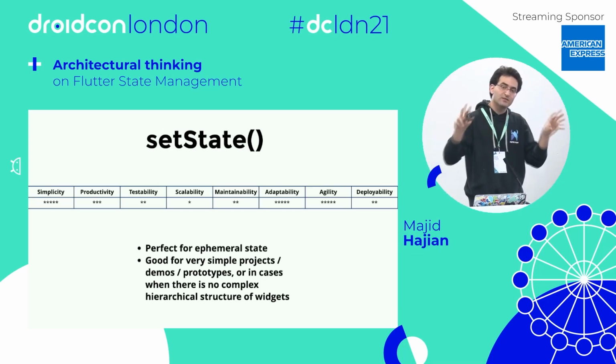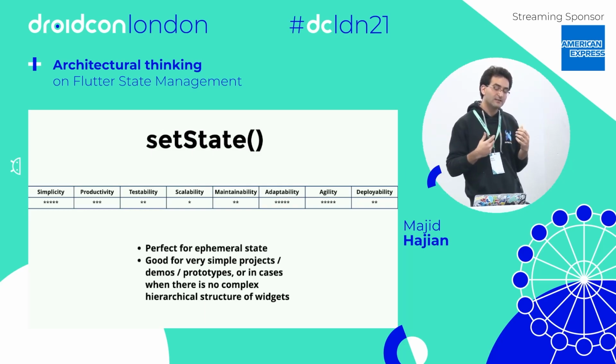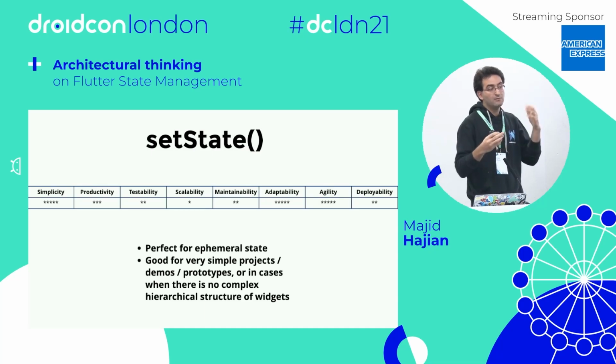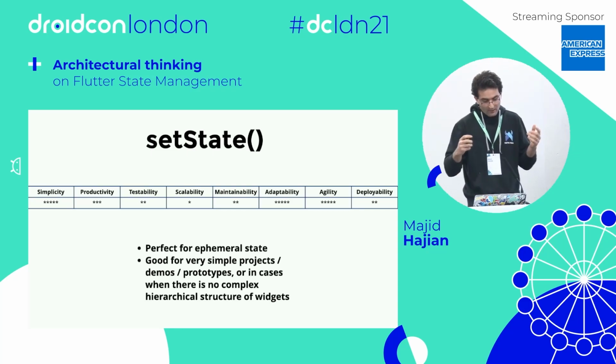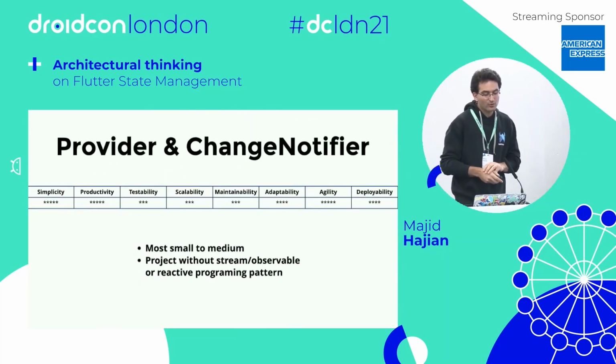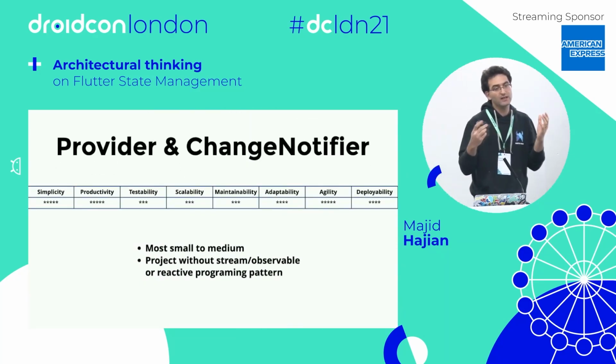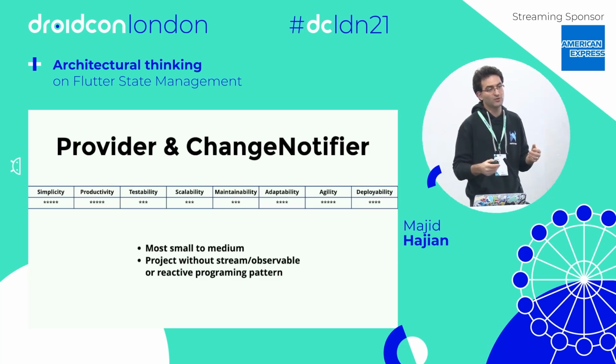Then, based on these criteria, I, as an architect, decide that this state management is perfect for maybe a prototype application or if you want to do something very quickly. So let's have a look at the next one, Provider and ChangeNotifier, which makes for a very good solution for state management, right? And this is something that Google is also recommending, like Provider.